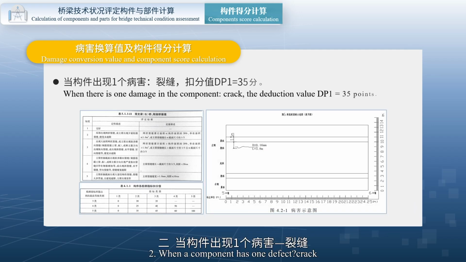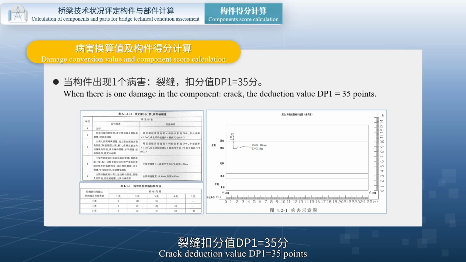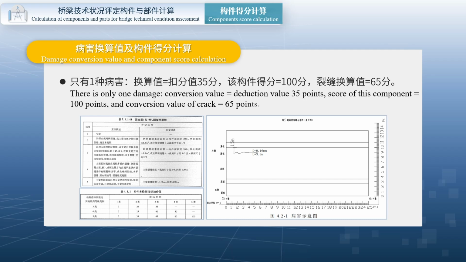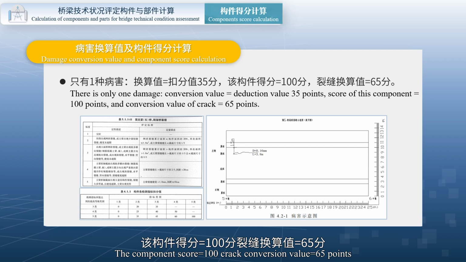The component score is 100 points. Second, when a component has one defect, crack deduction value DP1 equals 35 points. When there is only one type of defect, conversion value equals deduction value of 35 points. The component score equals 100 minus 35, which is 65 points.